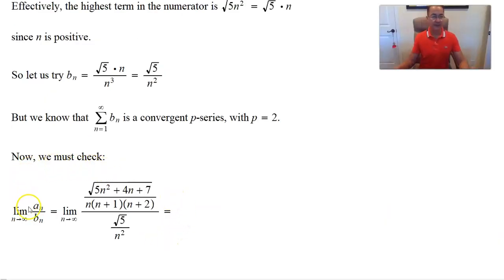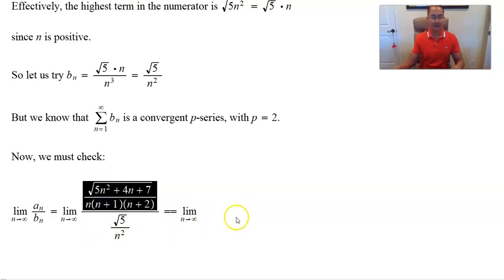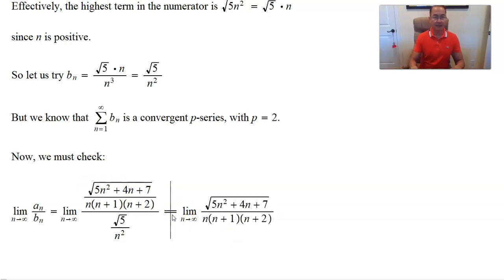All right, finding a limit. Thank you, cut and paste. We want a sub n over b sub n. This is our a sub n. This is our b sub n. We need that limit. So once again, we're going to flip that fraction in the denominator. Numerator stays the same, but we will multiply instead by the fraction where we have n squared in the numerator and square root of 5 in the denominator.